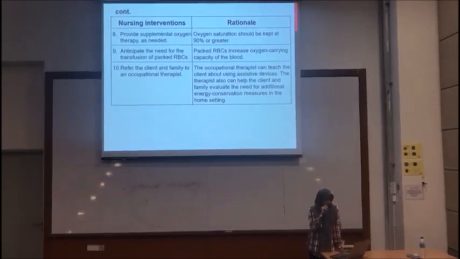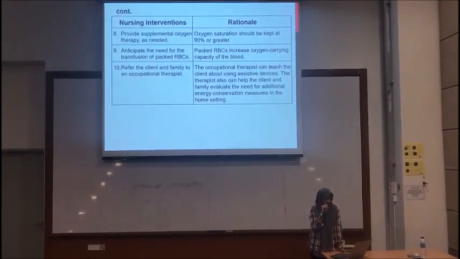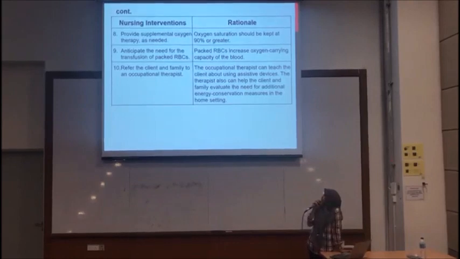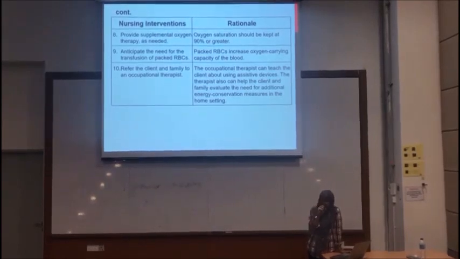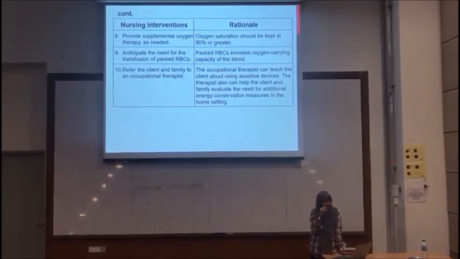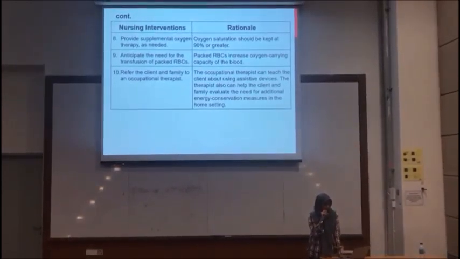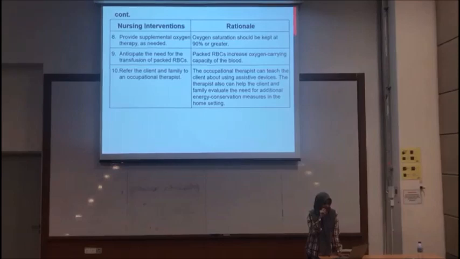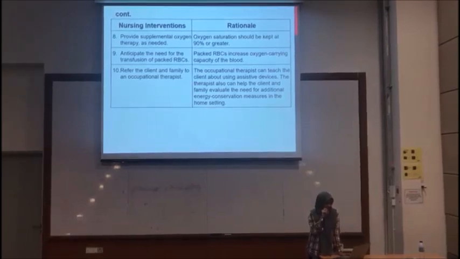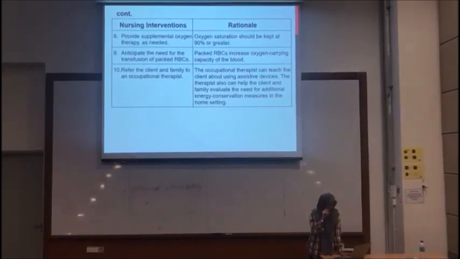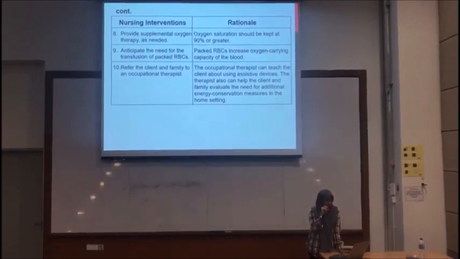The next one is provide supplement oxygen therapy as needed. As we know, when HB is dropped, the patient will become shortness of breath. The rationale is oxygen saturation should be kept at 90% or greater. The next one is anticipate the need for the transfusion of PRBC. PRBC increase oxygen carrying capacity of the blood.